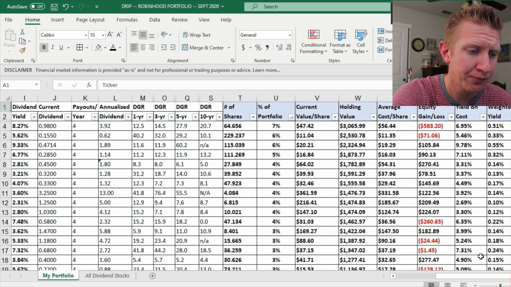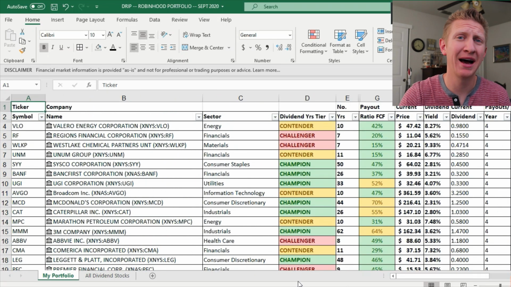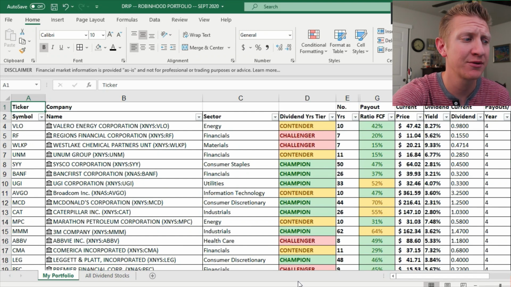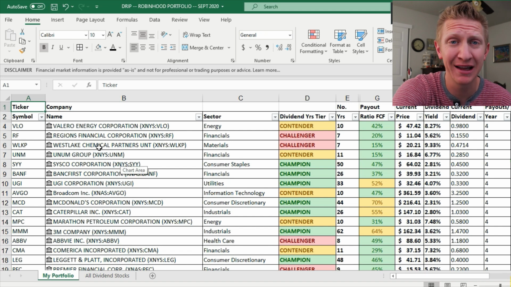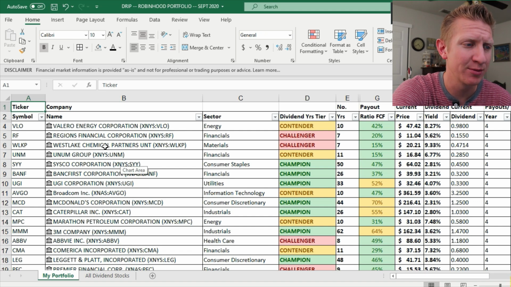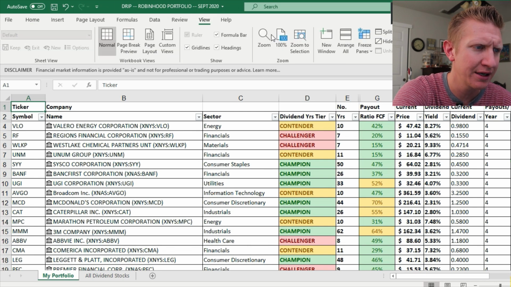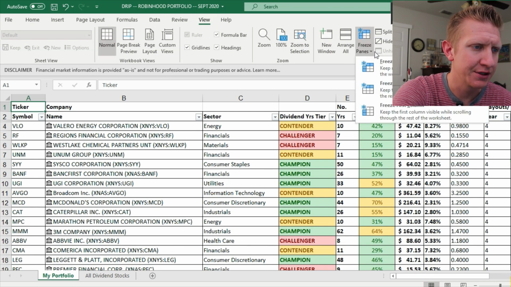There we go. So right now we're sorted from top to bottom, highest percentage of my portfolio, and the biggest holding is Valero Energy Corporation. That holds about 7% here. Let me do a freeze frame. That'll make it a little easier to see what's going on.